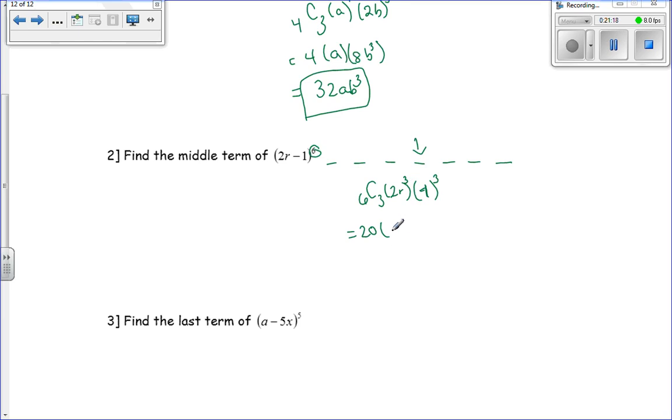2r to the third is 8r cubed. Negative 1 to the third is negative 1. So negative 1 times 8 times 20 is negative 160r to the third. Okay.